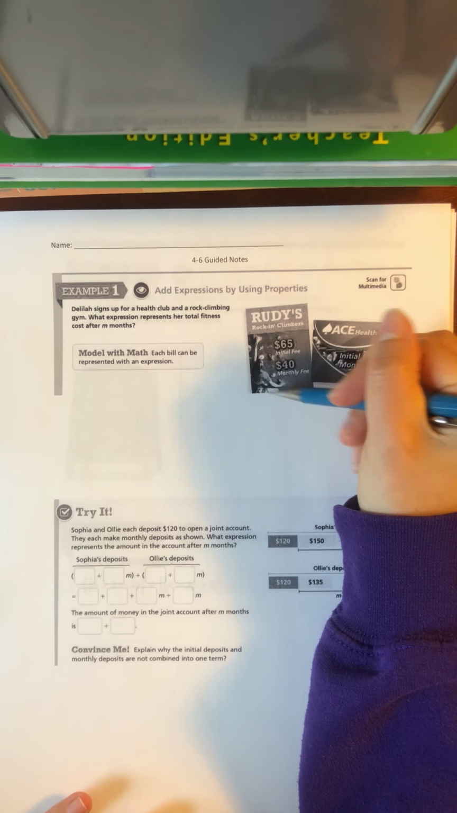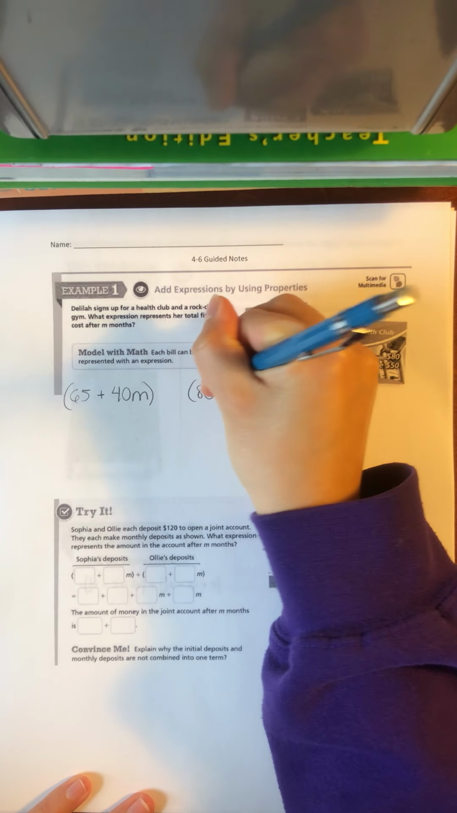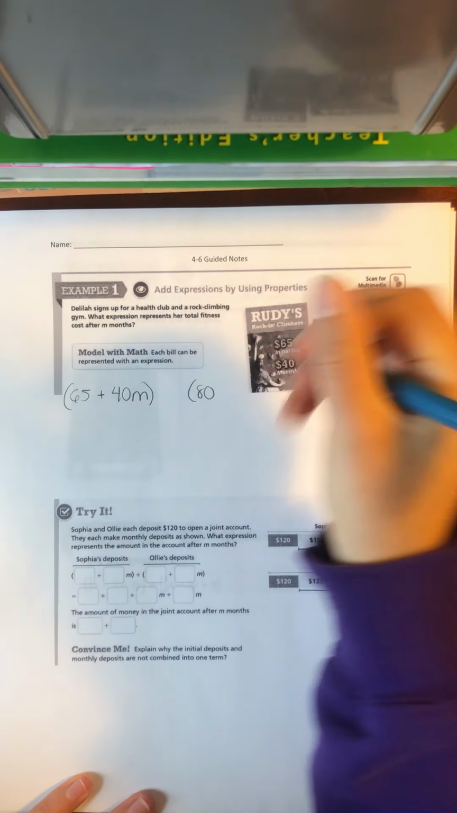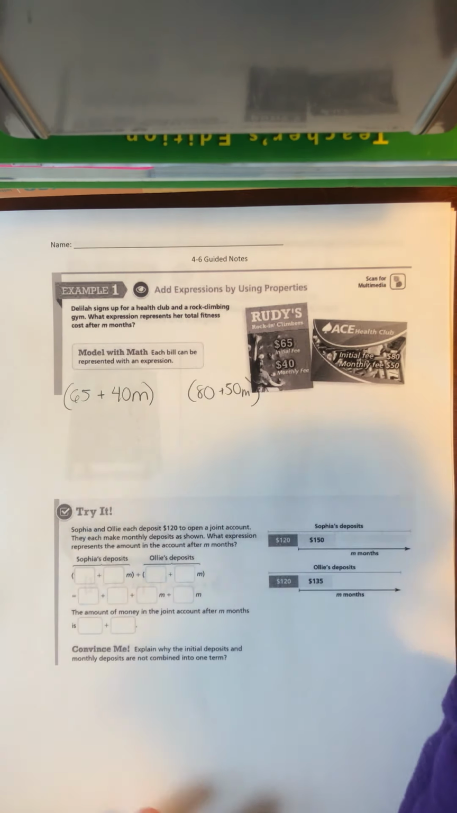So if I want to make an expression for the first one, that would be a $65 initial fee plus $40 per month. So 65 plus 40M. Now if I want to make an expression for the health club, that would be 80 is the initial fee plus $50 per month. And I'm going to add these two expressions together.